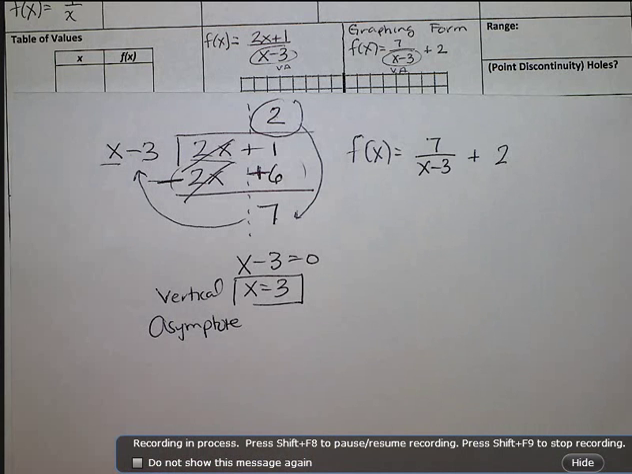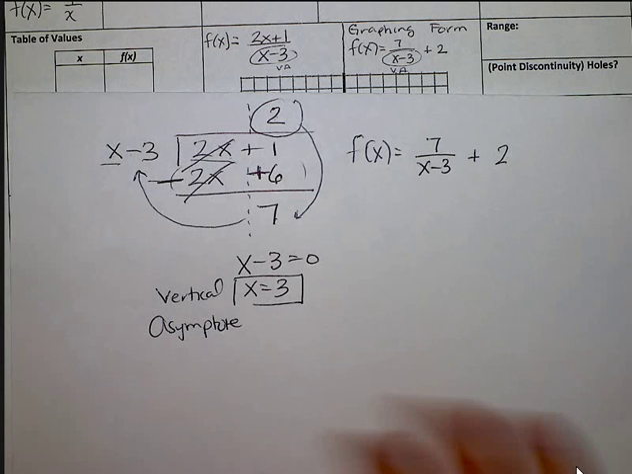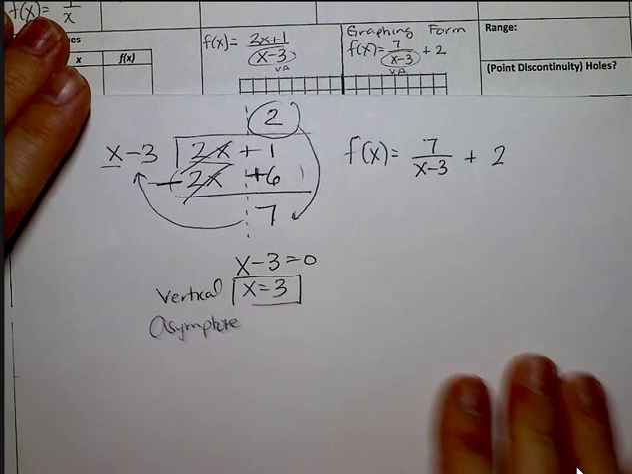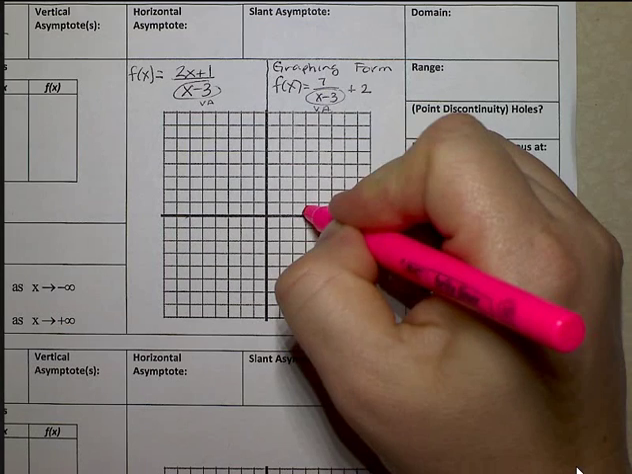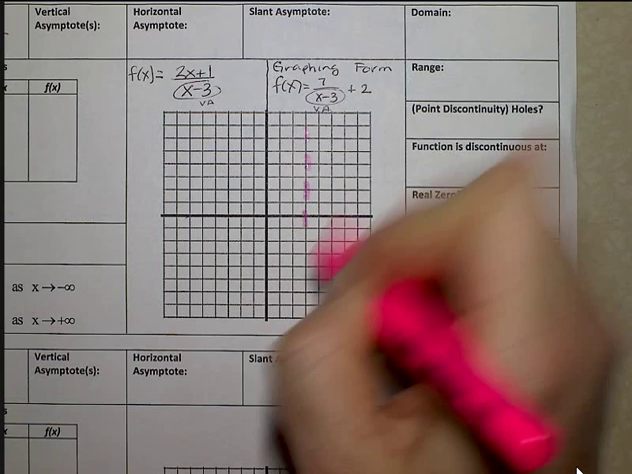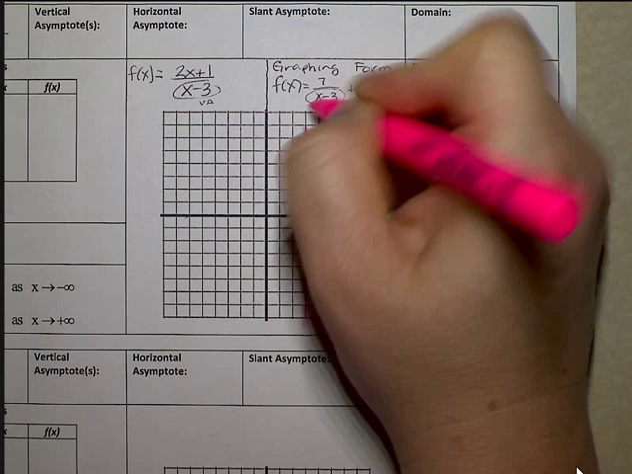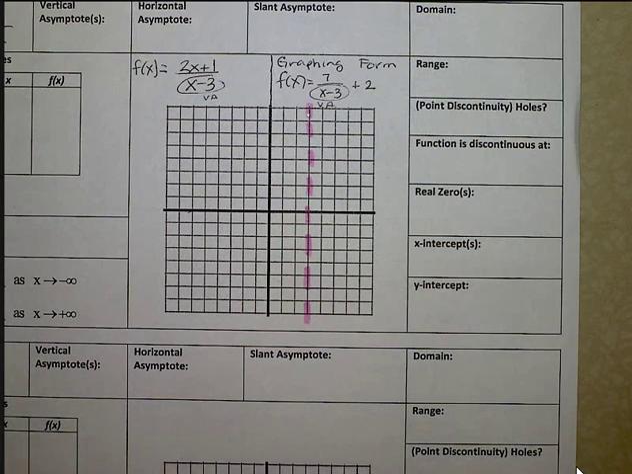Take the highlighter that I asked you to have. Vertical, running up and down. Go to where x equals 3. Make a dotted line. Do not make a solid line. Make a dotted line running up and down.